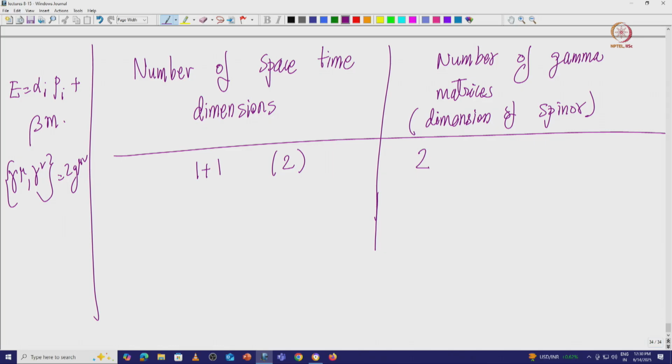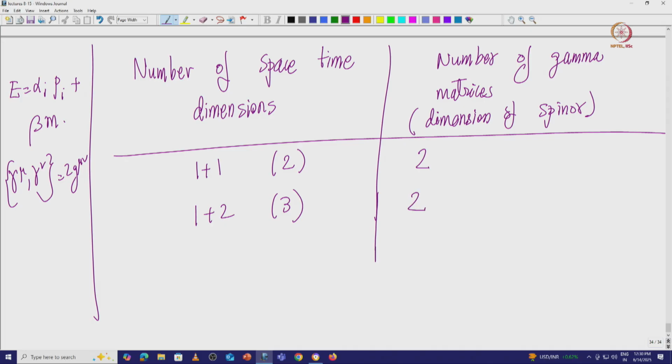Okay. Now, if you have one space direction and one time direction, I only have 2 gamma matrices, which are your sigma matrices. So, if we have 1 plus 2, which is 3 dimensional space-time, it remains the same essentially.